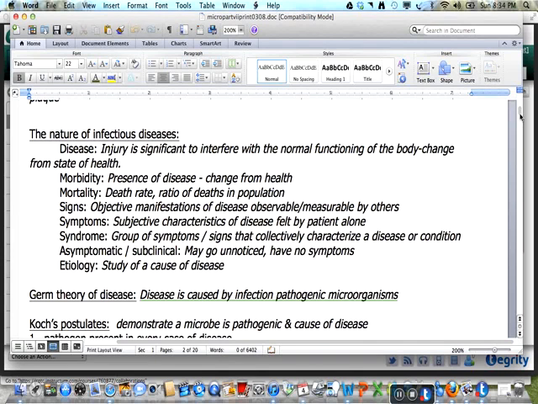A syndrome is a group of signs and symptoms that collectively characterize a disease or condition. In some syndromes, not all signs and symptoms are present in every case. Asymptomatic or subclinical cases may have no symptoms or are mild enough to go unnoticed. Etiology is the study of the cause of disease.